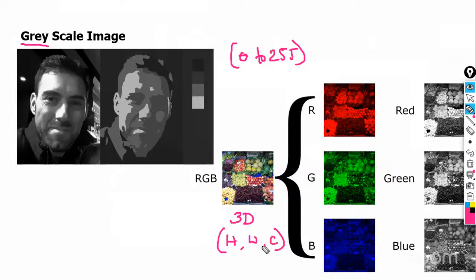Making sense? So we discussed the value for red color. It will be 255 comma 0 comma 0. For green it will be 0 comma 255 comma 0. For blue it will be 0 comma 0 comma 255. These are the values for the colored images, RGB channels.